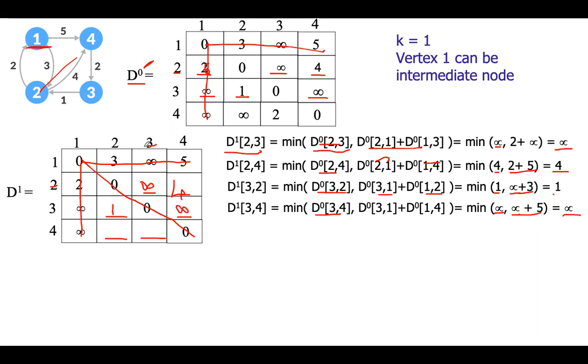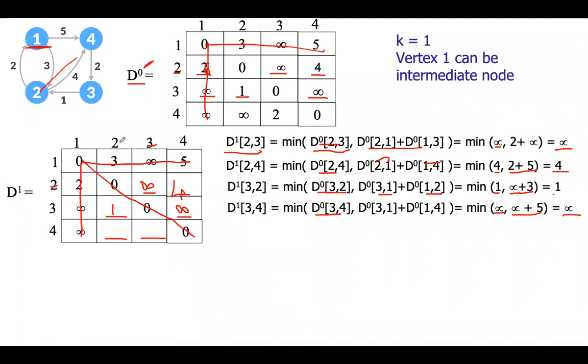See, infinite here means, what does that mean? 3 to 4, there is no path if I go through 1. You can't go to 1 itself from 3. So 3 to 4, there is no path. That is why infinite.